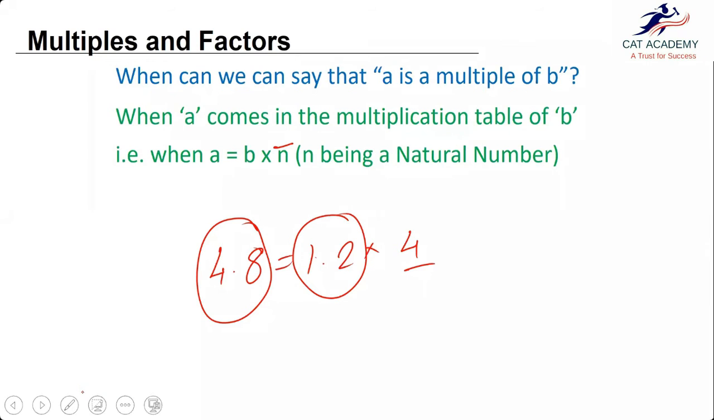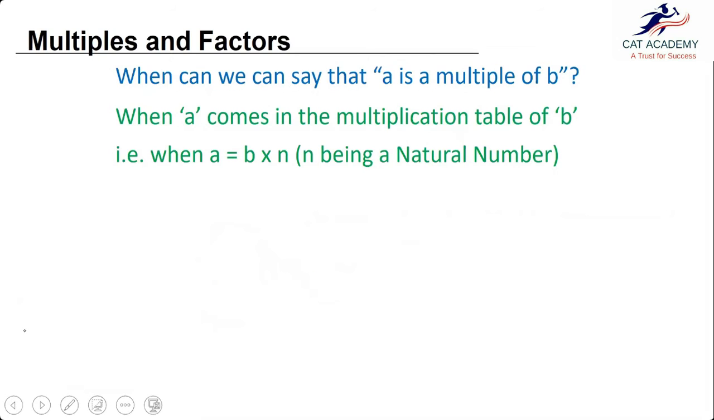So the multiple and the factor terms are also defined for decimals. Decimals, fractions, anything. Just the condition is the multiplying factor N should be a natural number. That's it. Okay?